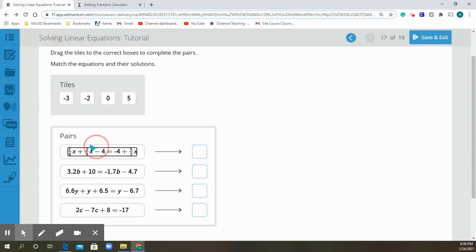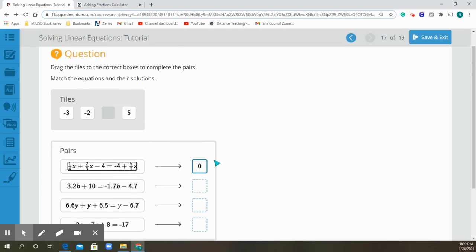So now I have 0 on this side. So no matter what I do over here, x, or fractions of x, is going to equal 0. So, done.